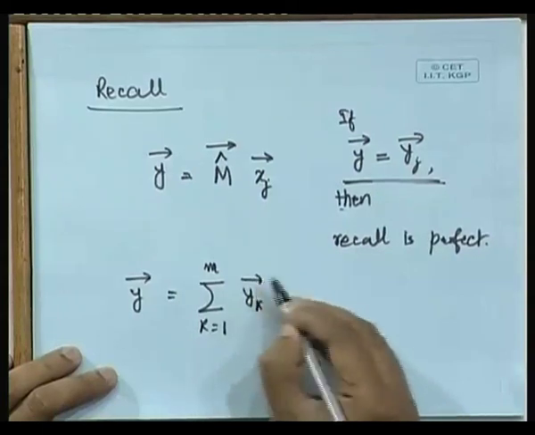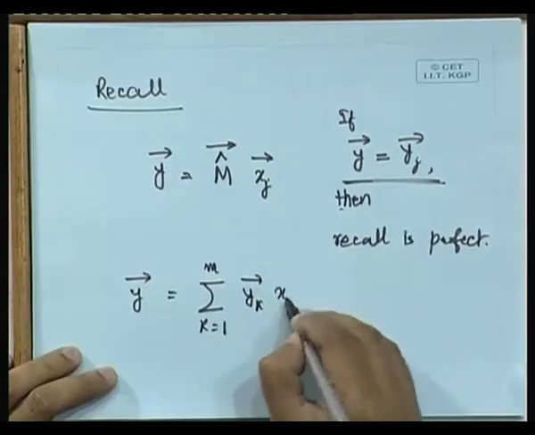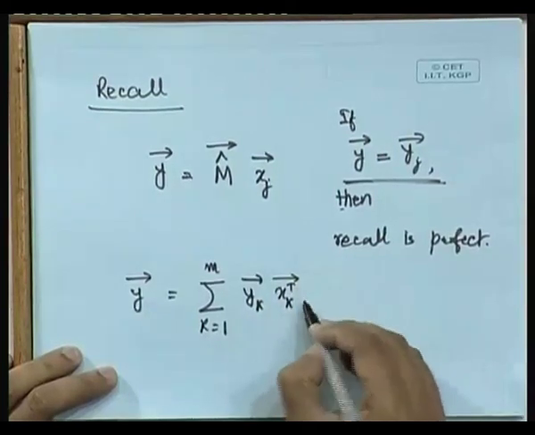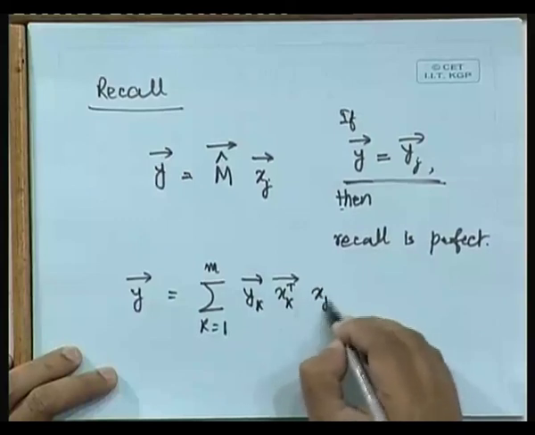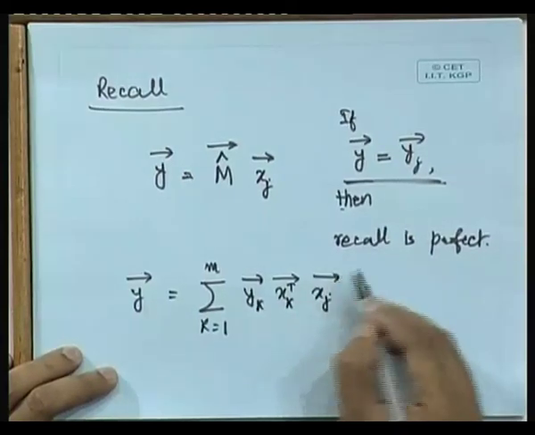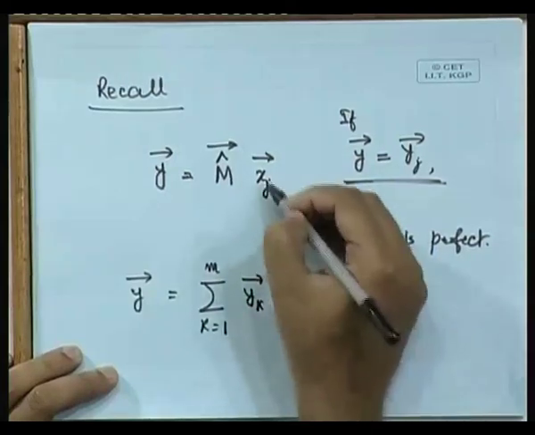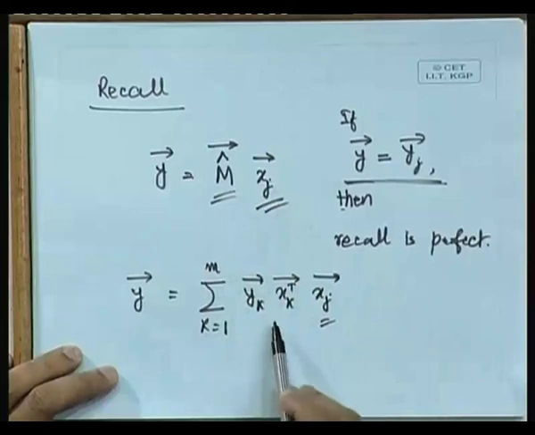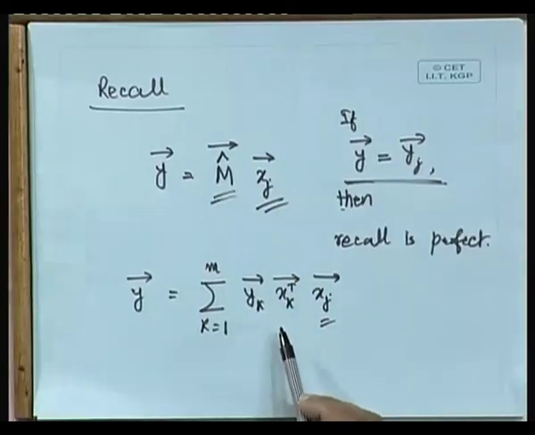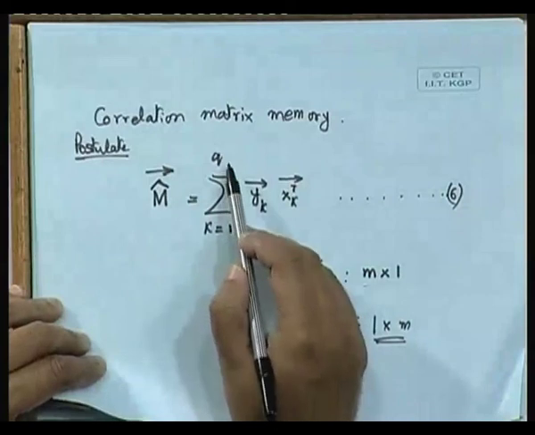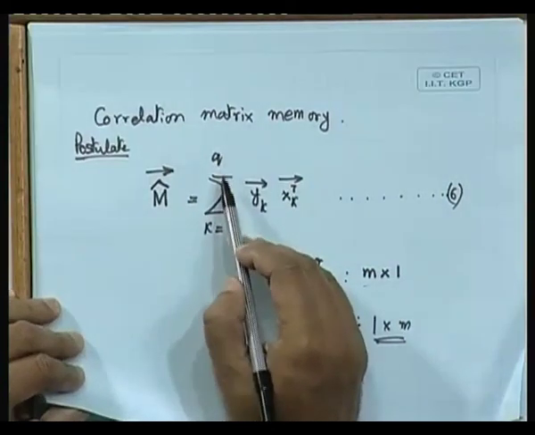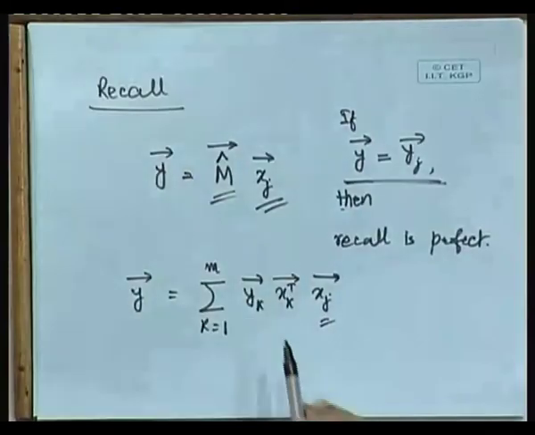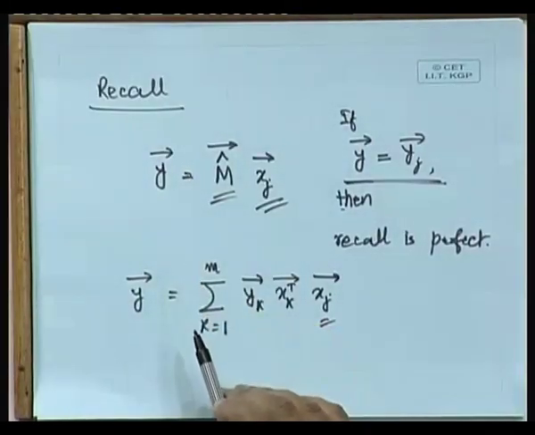So we can have y is equal to summation of yk vector times xk transpose vector, and xj. This xj remains the same. So this xj I am keeping as undisturbed, and only in place of this M cap I have just put forward this. Now you can see over here that I did not put the limit as k is equal to 1 to q, instead I have put the limit as k is equal to 1 to m.